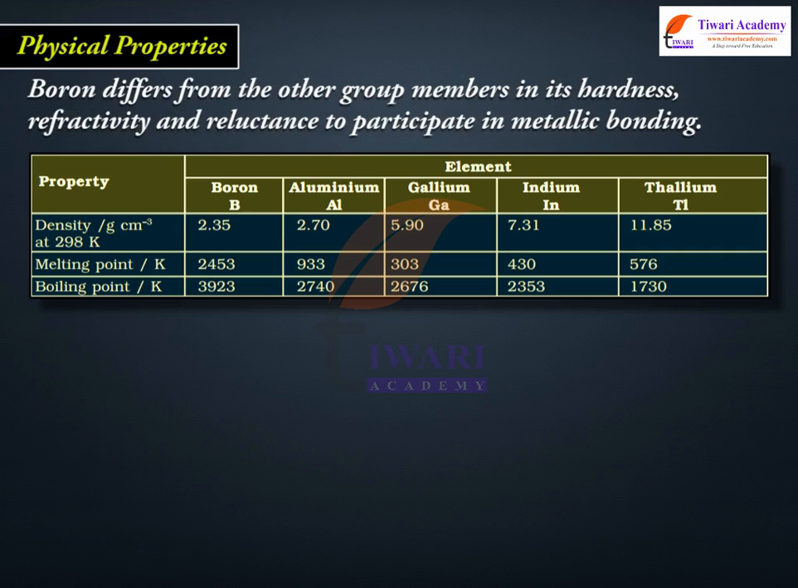Gallium, with an unusually low melting point, 303 K, could exist in liquid state during summer. Boiling points of these elements show a regular decrease down the group. Due to its high boiling point, 2676 K, it is used for measuring high temperatures. Density of the elements increases down the group from boron to thallium.